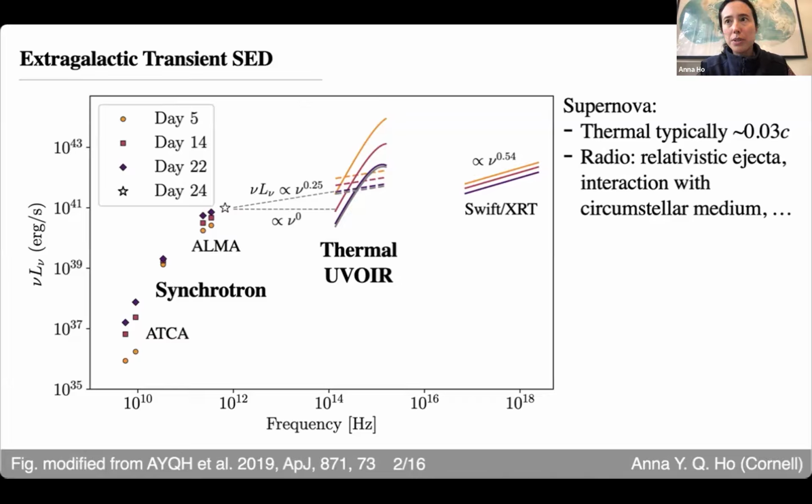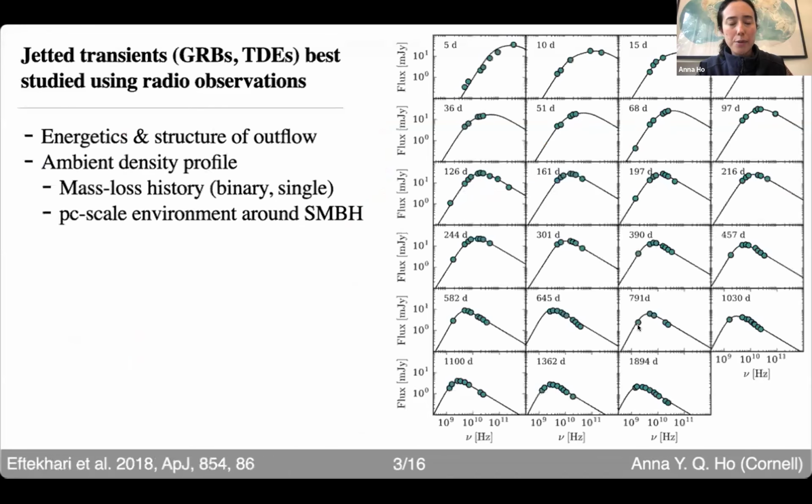And the speeds of these components can be very different. So for the same supernova, you could have this very slow subrelativistic thermal photosphere. But then, say if it has a gamma ray burst, you could also have a highly relativistic jet that shows up in the radio band. So for transients that have relativistic jets, gamma ray bursts, tidal disruption events, which we started to hear a bit about from Jenny, it's really important to study these using radio observations.